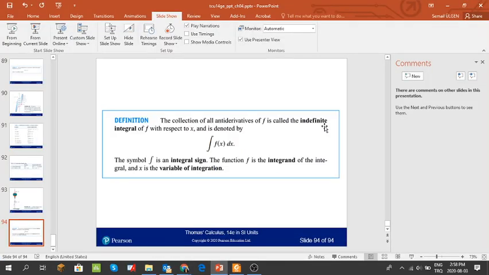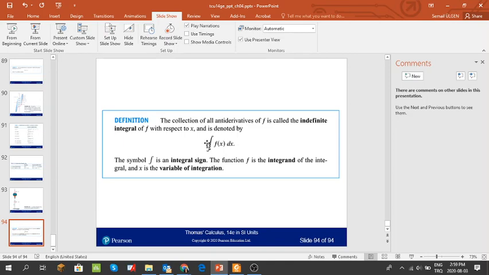Next, we continue with the definition. Now, after we learned about the antiderivative, here's a new definition, which we call the indefinite integral of the function f with respect to x. Consider the collection of all antiderivatives of f, and we want to represent it in a nicer way, and this is where we use the integral sign. The integral of f of x dx is going to be equal to the collection of all antiderivatives of f, okay?